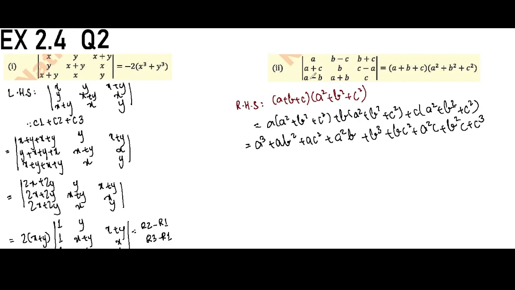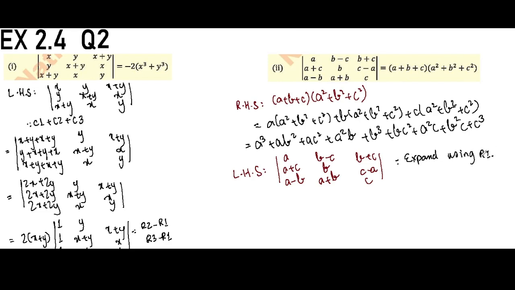Now we have to solve the left hand side. Let's write it over here. Left hand side is the determinant with rows: a plus c, a minus b, c; b, a plus b, c minus a; c. Let's expand it using row 1. So it is equals to a into its minor matrix, which is going to be b, a plus b, c minus a and c.